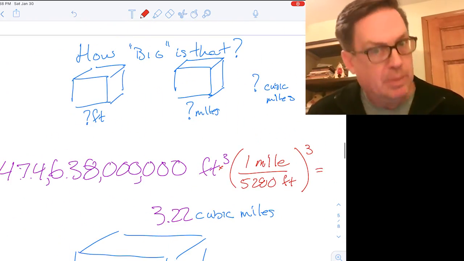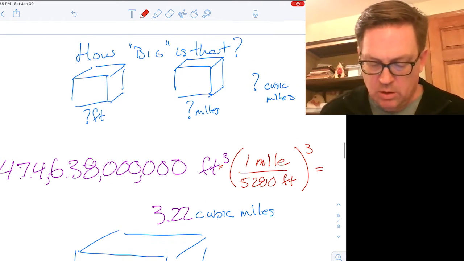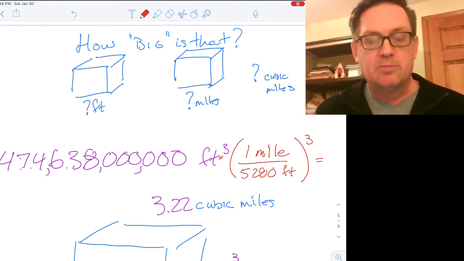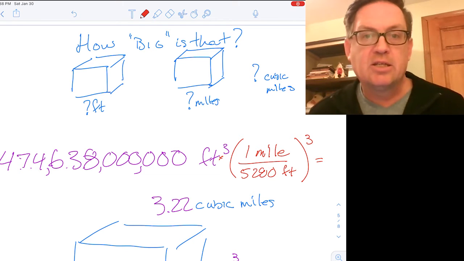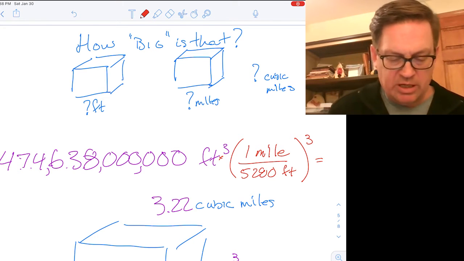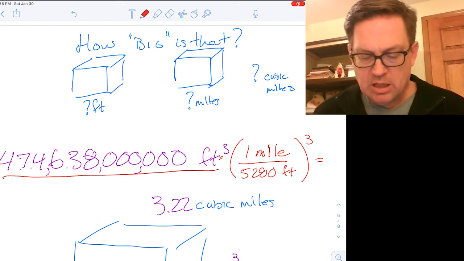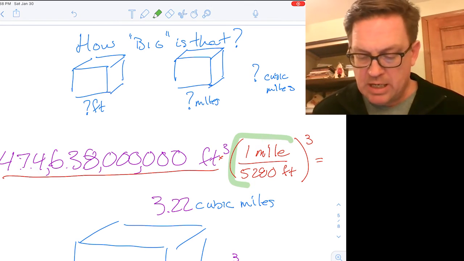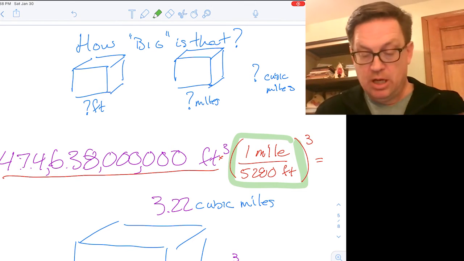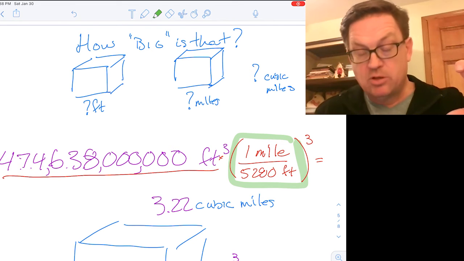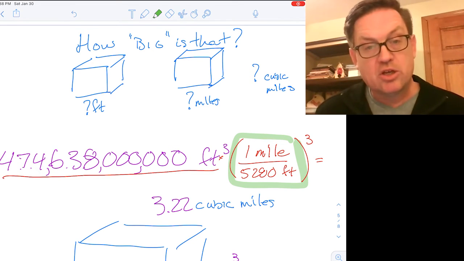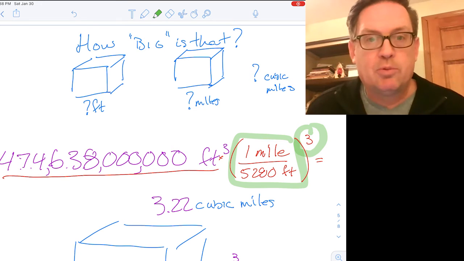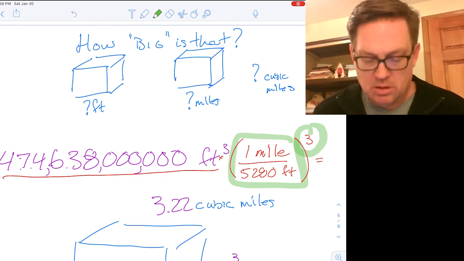So how big is that? Well, what you can do is change it into more reasonable, more relatable units. So how do you change that into cubic miles, for instance? Well, you've got this enormous number of cubic feet. To change to cubic miles, 1 mile is 5,280 feet. And so this time we'll have to divide by 5,280. But to get cubic feet, I have to divide by that cubed. And so it turns out it's 3.222 cubic miles.